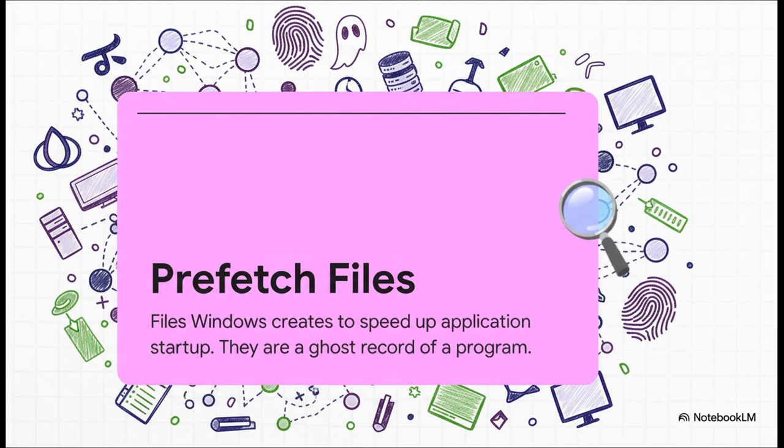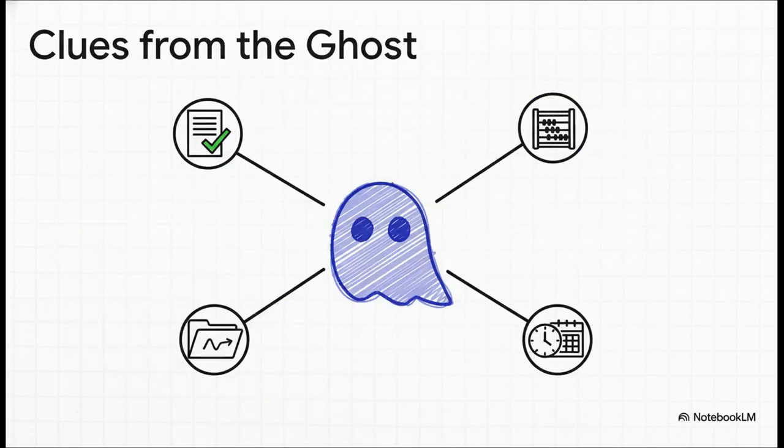Well, not always. This is where something called prefetch files come into play. These are tiny files that Windows creates to help your programs load faster. But for an investigator, they are the ghost of a program. They're a digital echo that proves an application was there, even after it's gone. So what can this little ghost tell us? A prefetch file can prove the Tor browser was ever on that machine. It can show exactly where it was run from. It even has a little run counter that shows how many times it was launched. And most importantly, it gives you a timestamp for the last time it was ever used. The browser might be gone, but its shadow remains.